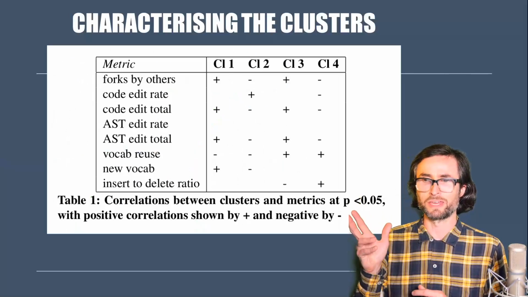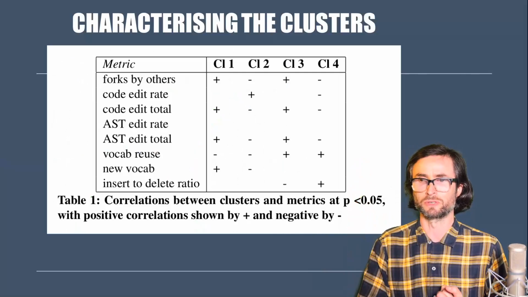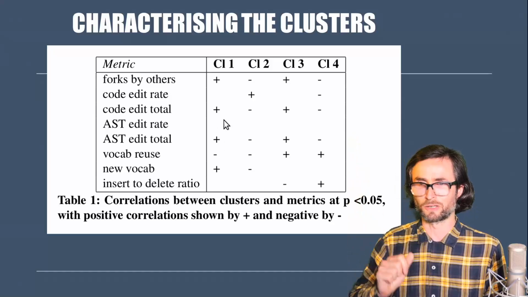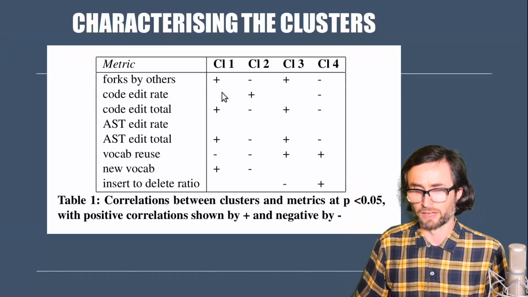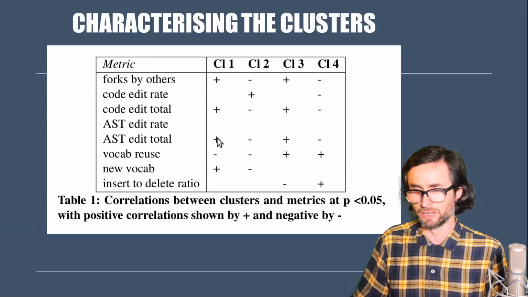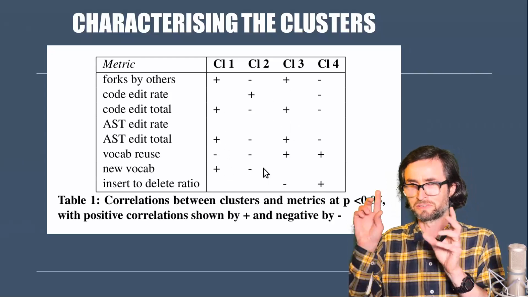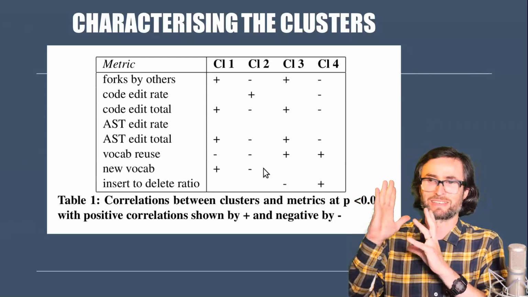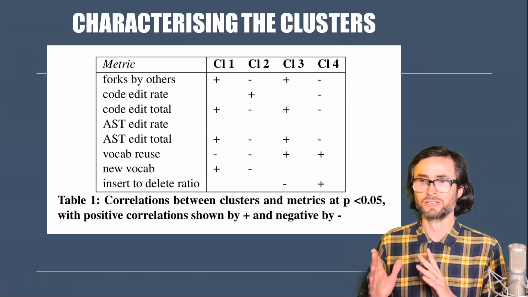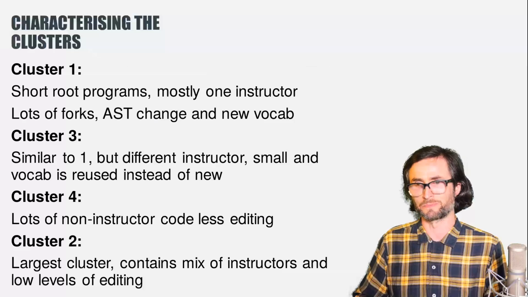And this table here shows the key elements that allow us to differentiate between the clusters. Each column represents a cluster. If we go down a column, we can see, say, cluster 1 has lots of forks by others, has lots of code editing in total, and lots of AST edit total, and so on and so forth. There are significantly different patterns of those metrics in each cluster. So we definitely identified groups of behavior, or patterns of behavior, in our data set.